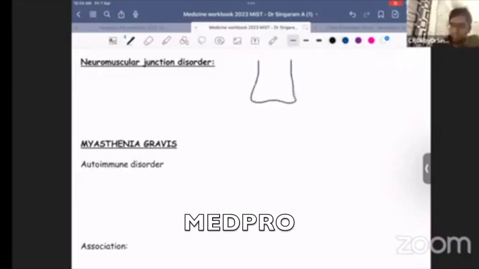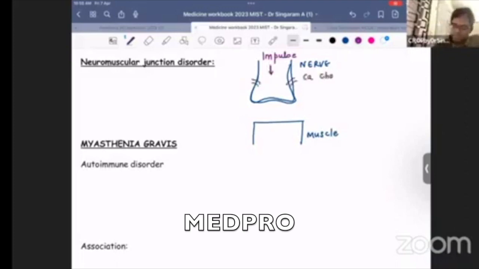Yes, so let us see here. This is the neuromuscular junction which I'm drawing like this. This is the nerve area, and this is the muscle area. Nerve impulses will travel like this towards the nerve ending. Whenever the nerve impulses reach the nerve endings, there are something called calcium channels. Through the calcium channel, the calcium will enter inside.